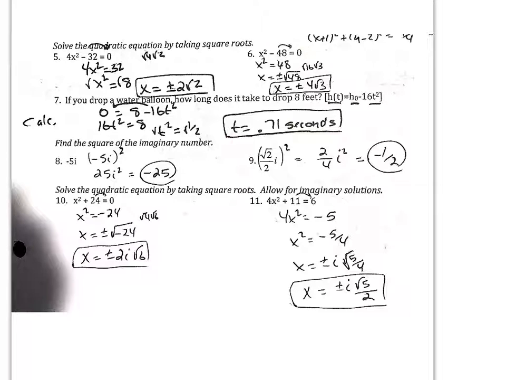6 works the same way. Move the 48 over. Take the square root. 48 you can break down into 16 and 3. You could do 4 times 12 also, but then you got to break down the 12 again, so it takes you a little bit longer. Don't forget your plus or minus sign.